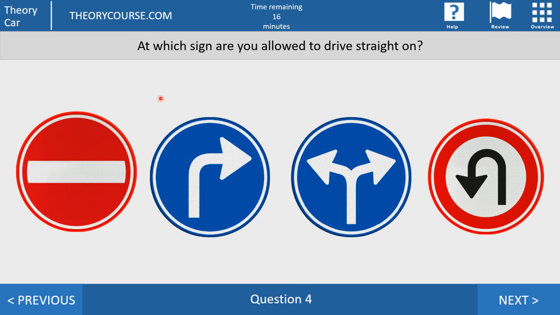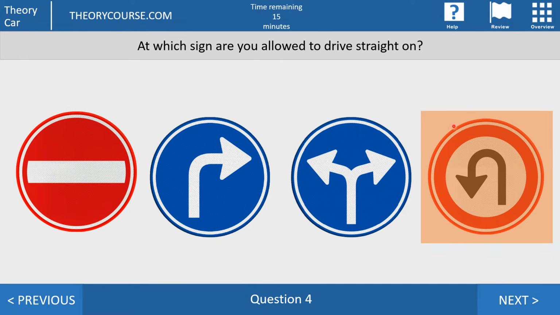Question number 4. At which sign are you allowed to drive straight on? And the last one is the right one. At the first one, you may not enter this street. It's not allowed, so you cannot go straight. At the second one, you have to go right. You may not go straight, you may not go left. The only thing you may do is turn right, nothing else.